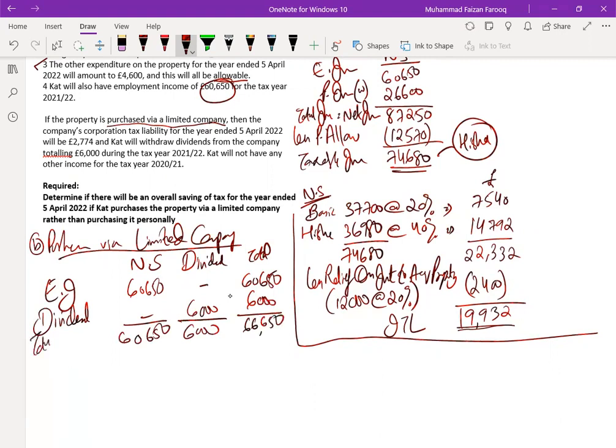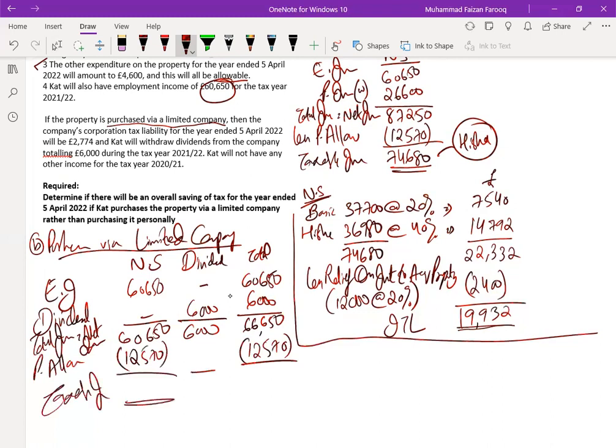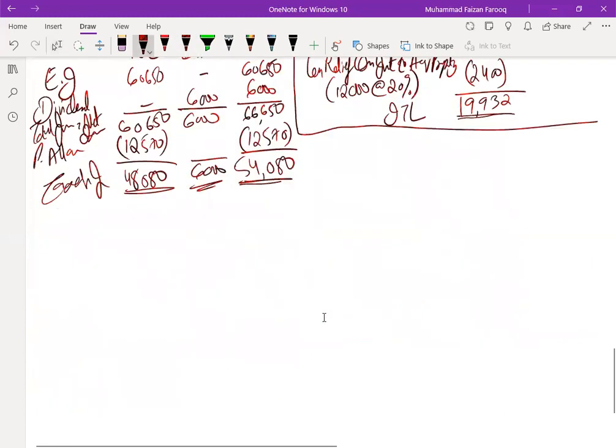This is the total income or net income, because there is no qualifying interest, around 12,570 personal allowance, because the income is less than 100,000. So we will have taxable income. How much? For non-savings it is 48,080, and total is 54,080. Now we will calculate tax.